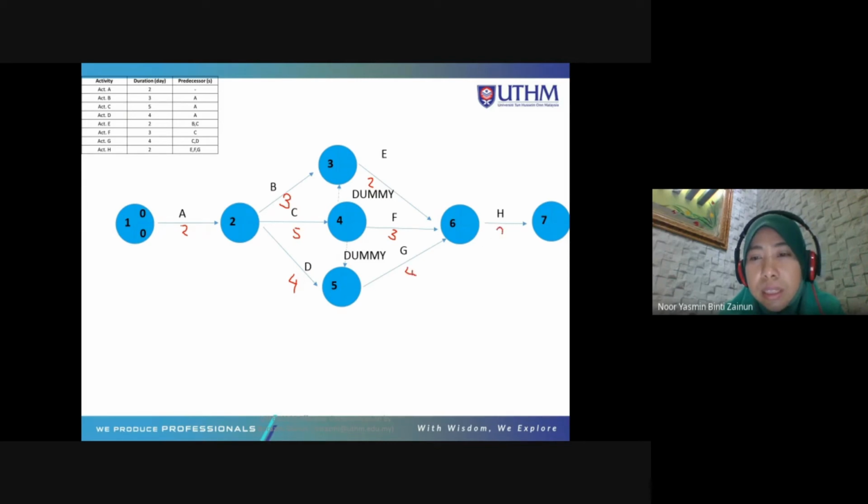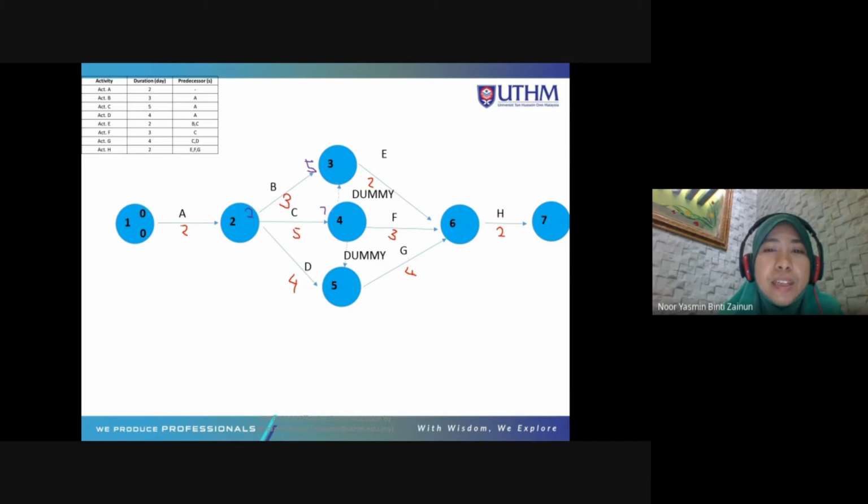Okay, forward pass. So 0 plus 2 is 2. 2 plus 3 is 5. But you have 2 arrows coming in at node number 3, so you have 5 here. And then 2 plus 5 is 7. Okay, here is 7. So 7 goes up.